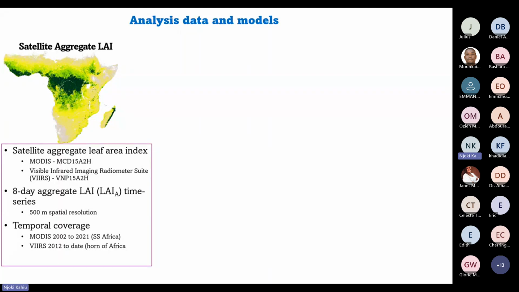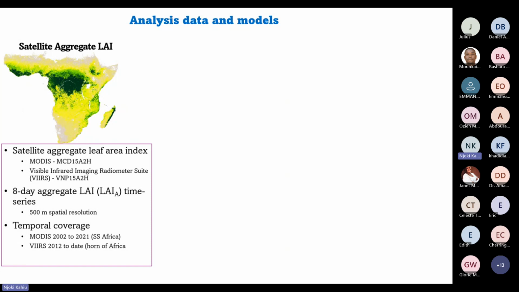We have the satellite aggregate leaf area index. With advancement in technology and different satellites being launched or having been in operation for quite some time, we have had MODIS data, which has been instrumental in my work, but also the Visible Infrared Imaging Radiometer Suite, VIIRS. When Julius demonstrates some of this work, he will be using the VIIRS data. And Julius, correct me if I'm wrong, but the bottom line is that you can apply this approach to any satellite product that has the leaf area index. In this case, we are using MODIS and VIIRS.